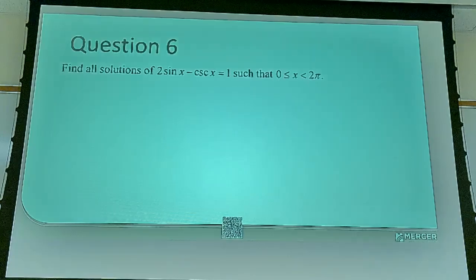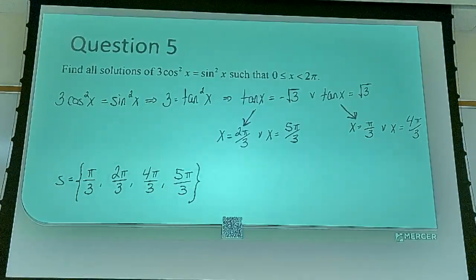I guess we should mention in here, we wound up dividing by cosine squared, right? Which means cosine can't be 0. So just check that those solutions don't give you cosine equals 0, which they don't.